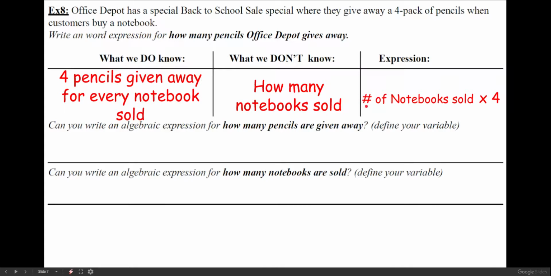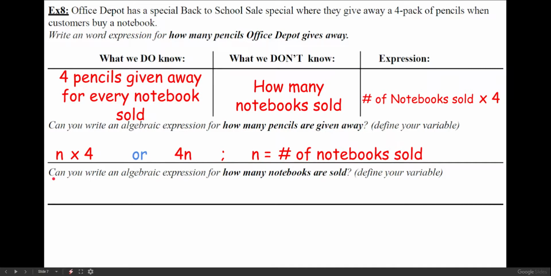So imagine 5 notebooks are sold. That means 5 times 4, which is 20 pencils given away. Anyhow, can we write an algebraic expression for how many pencils are given away? Well, it's the number of notebooks sold times 4. So n is going to be the number of notebooks. You can also write it as 4n, because 4n means 4 times n. And remember, when you multiply, the order of the numbers doesn't matter. Remember, n is the number of notebooks sold.